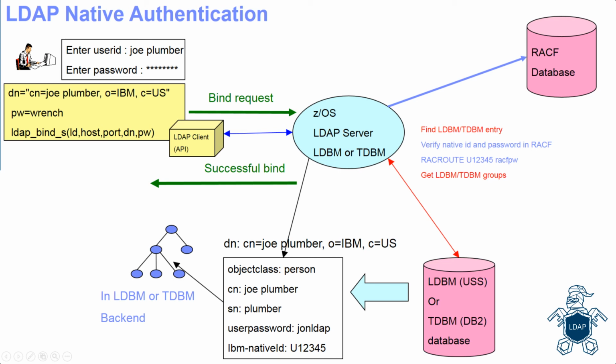When the user binds, they use a normal LDAP DN and an entry lookup is done. The RACF user ID is retrieved from the entry and an authentication check is done by RACF. The centralized credentials repository can be RACF. As the data is in RACF, there are no LDAP ACLs in this backend.